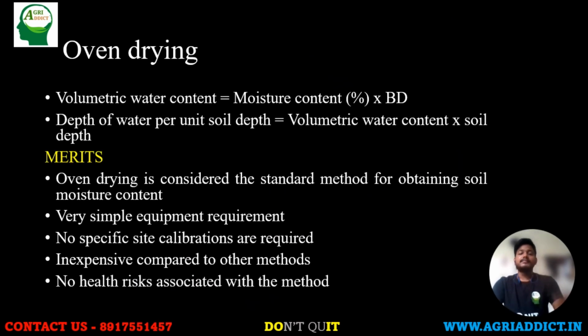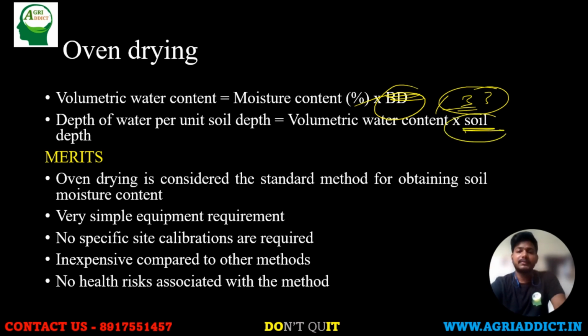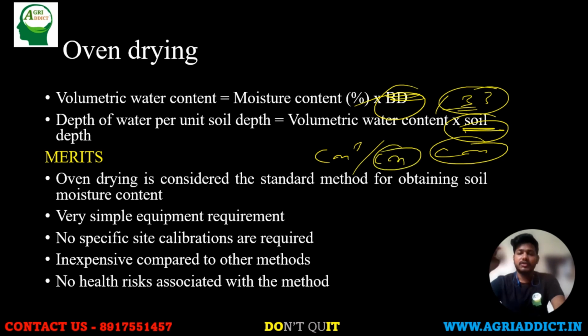Suppose in the question they have asked for the moisture content on a volume basis, then we have to multiply with the BD. Generally the BD value is 1.33, so we multiply with the BD and we get the moisture content on a volume basis. If the question asks for depth basis, then you have to multiply the volumetric water content by the soil depth. It will be in cm, like centimeter cube of water per cm of soil layer.